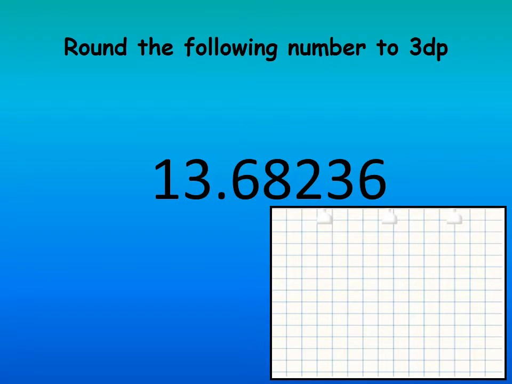Another example, this time 3 decimal places. I want 3 numbers after my decimal point. So that's 1, 2, 3 numbers after my decimal point. So I'm going to write down 13.682. Check if the following number is bigger than or equal to 5. It is not, so my 2 stays the same. That is my correct answer, 13.682.